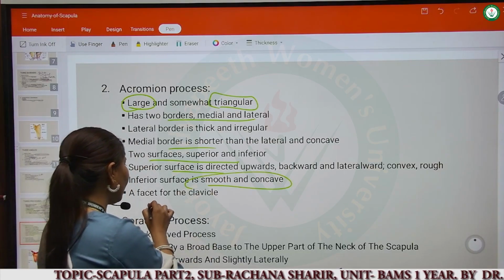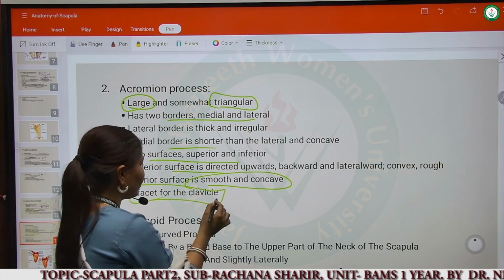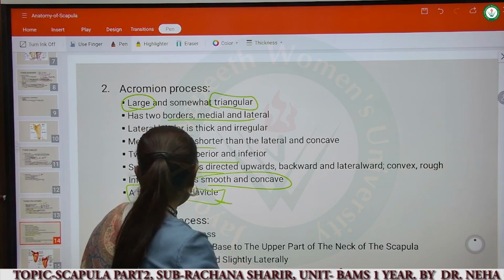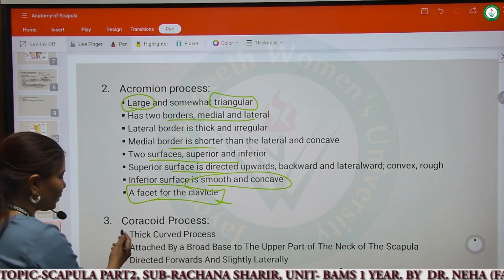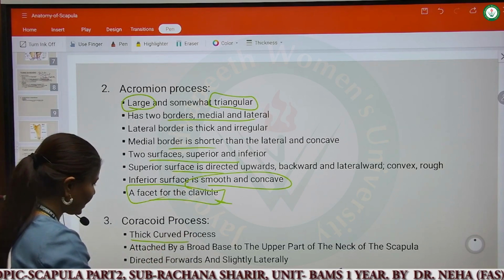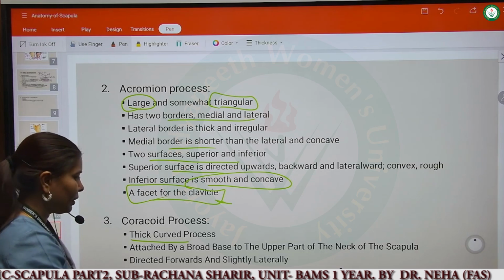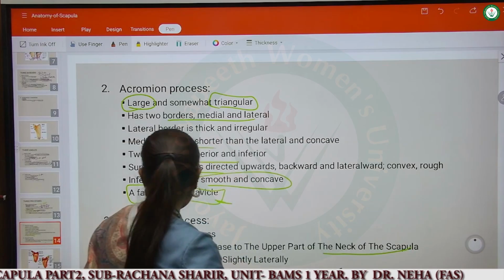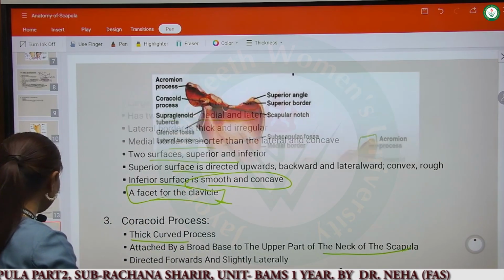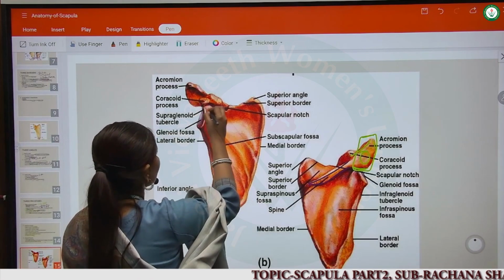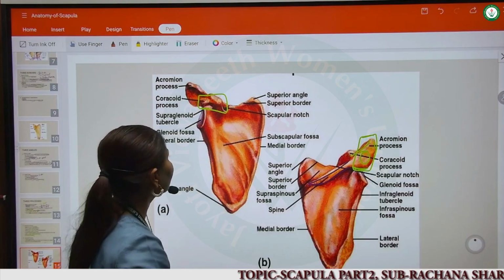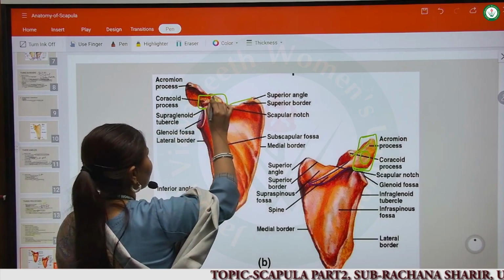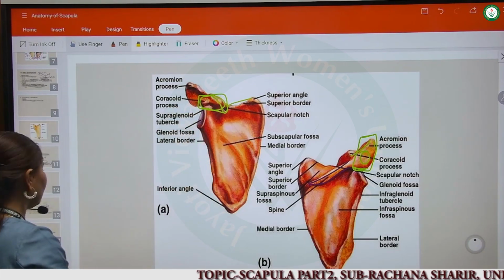It has a facet for the clavicle bone. So clavicle bone gets attached to the acromion process. Then the third process is the coracoid process, which is a thick curved process attached by a broad base to the upper part of the neck of scapula. It is directed forward and slightly laterally. So this smaller process is called the coracoid process. It is situated behind the superior border of scapula.